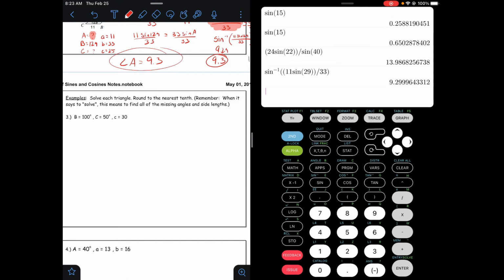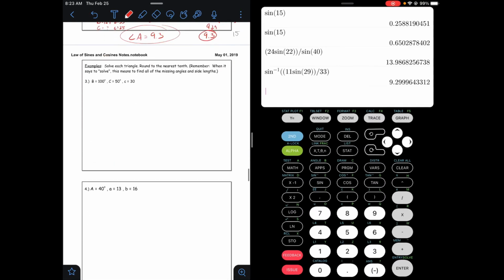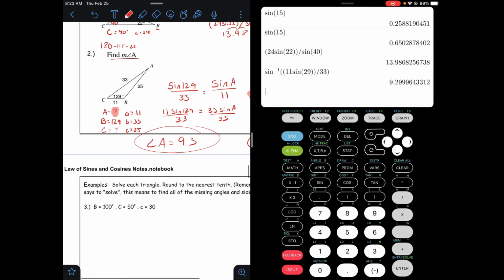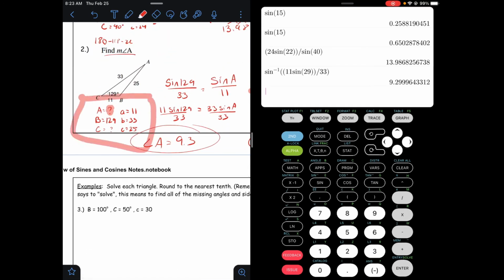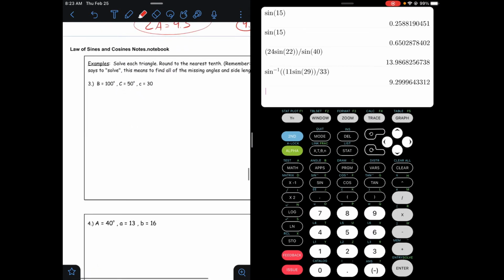So sometimes they won't give you a picture, right? They'll just straight up give you the letters. So it says solve each triangle, round to the nearest tenth. Remember when it says solve, this means to find all the missing angles and sides. So that means that instead of just looking for one specific thing, we're going to have to solve for everything. So you're going to essentially want to write something out like this, and you should have everything filled in by the end. So let's write that out.